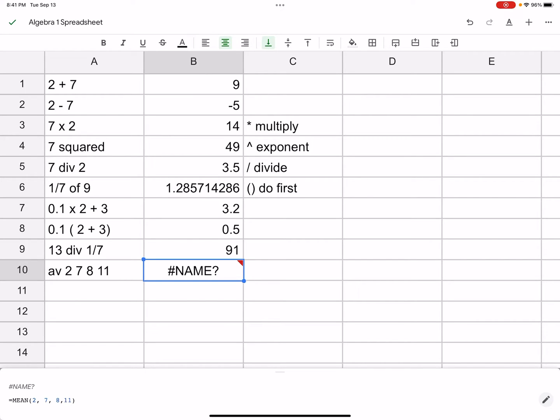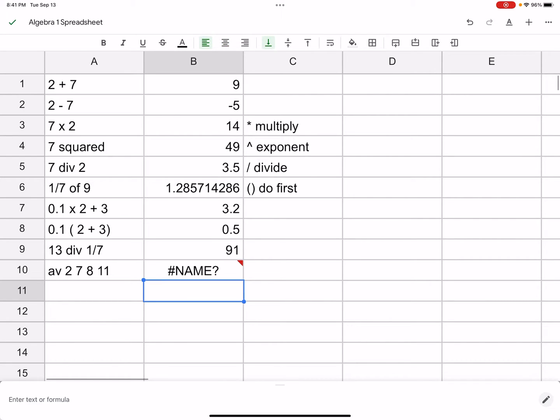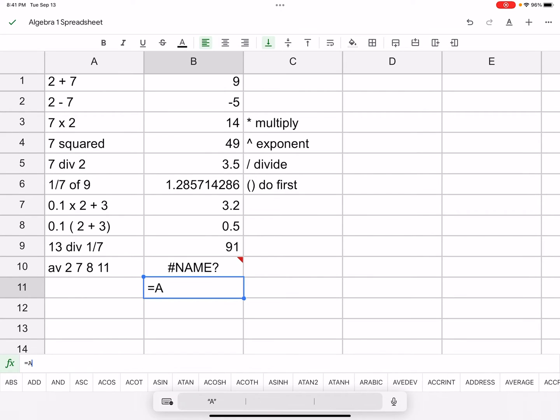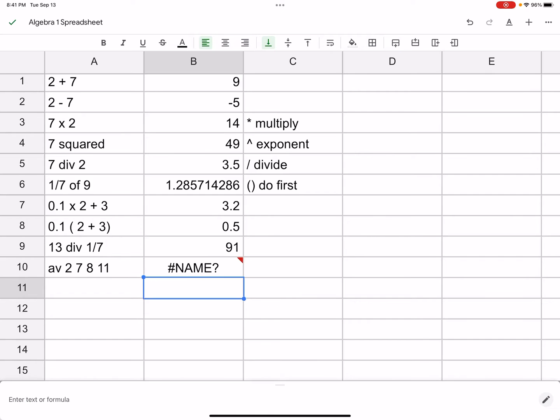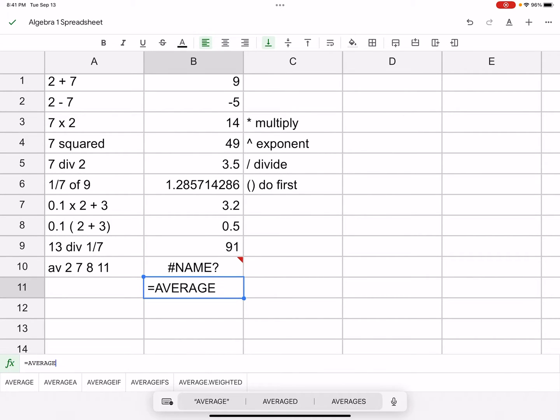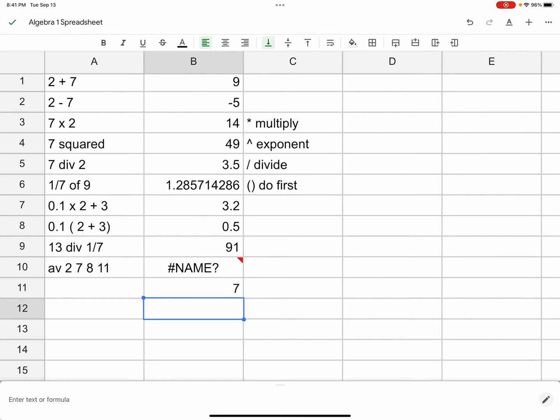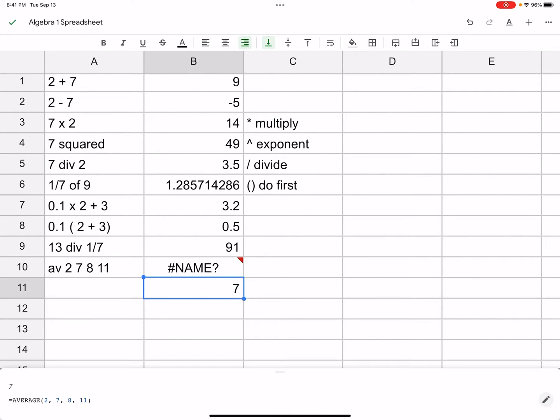So name. Oh, probably because I'm using my Apple thing here. So instead of mean, let's try average. I'll go down a cell. Let's try equals average 2 comma 7 comma 8 comma 11. That worked there. Okay, so on my Mac, on this Google sheet, it wanted average.